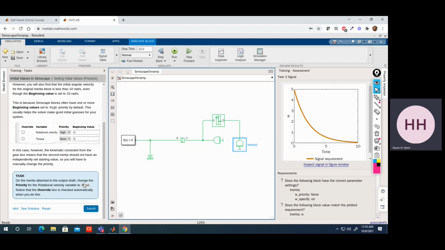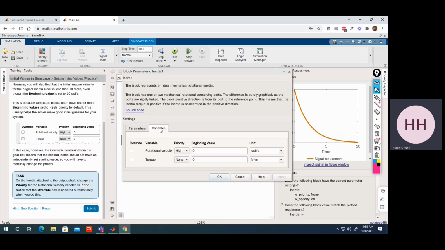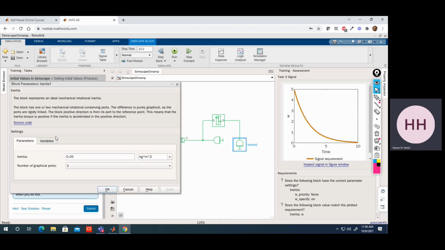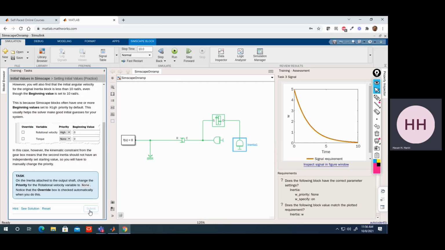On the inertia attached to the output shaft, change the priority to none. Okay. So let's change the priority here to none. Okay, so no priority in here. Notice that the override box is checked automatically. Okay, I didn't know. Override is checked automatically. Okay, that's what they said for now.